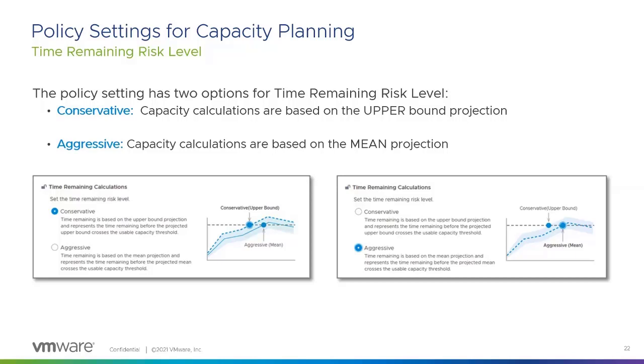And then aggressive looks at the mean, basically the average between the upper and lower bounds. It follows the average line for those. So it's more conservative on one side, and more aggressive on the aggressive side. The aggressive might be more applicable for dev test workloads where you can push the workloads a lot closer to the edge. And conservative would be more for production style workloads.